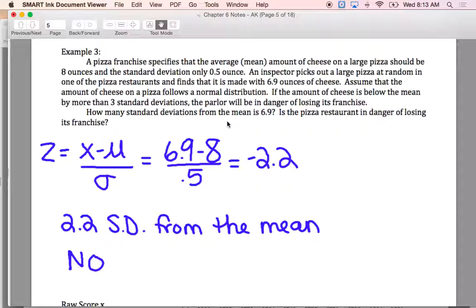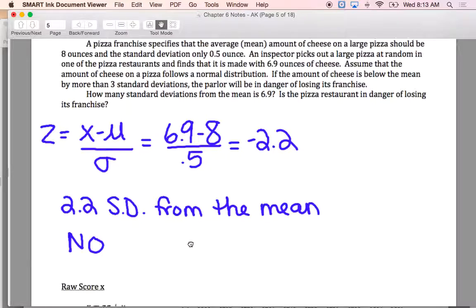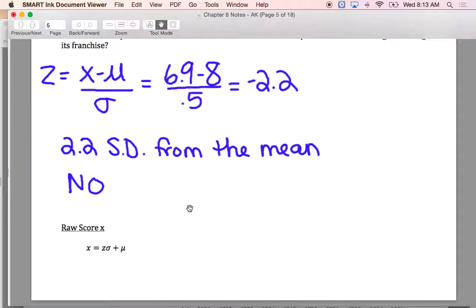Now we have a formula to find our z value. We also have a formula to find our x value, because sometimes in the problem, they might give you your z value, your sigma, and your mean, and you've got to find what is the original x value that goes with it. What's the number that goes with it? We're going to use these two formulas over and over and over again as we go through all of Chapter 6.